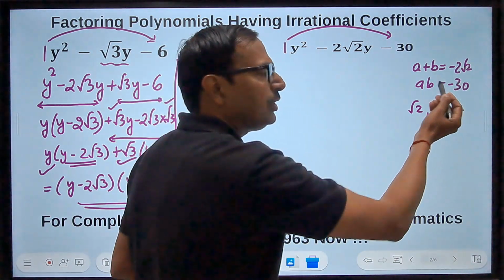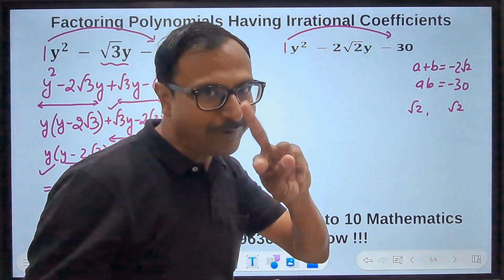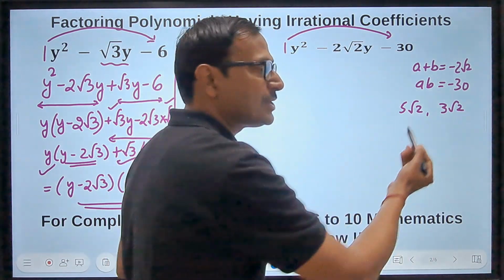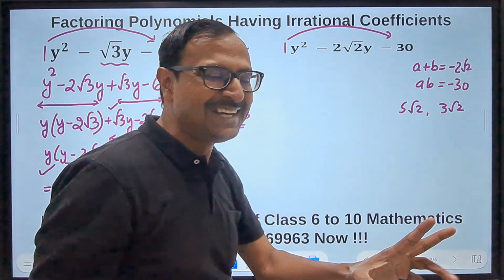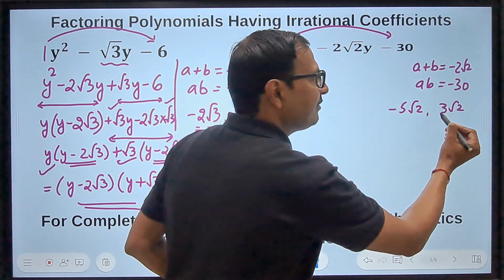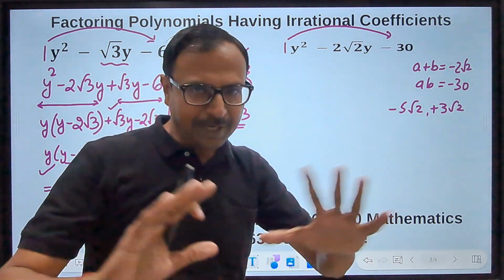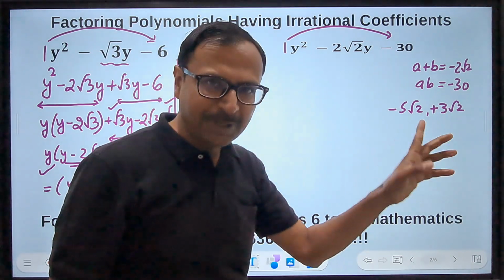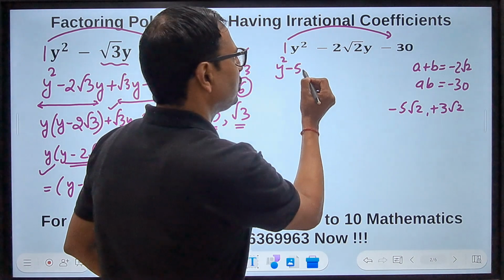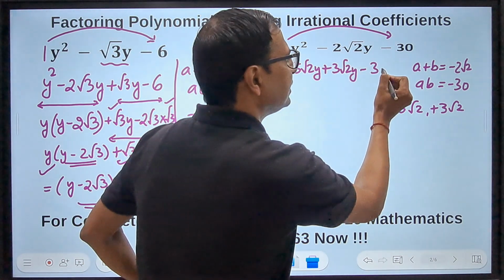So 30 is 15 into 2. So I need a 15, and 15 is 3 into 5. So I will write a 5 here and a 3 here. See, the product of these two is going to get me a 30, right? But I need a minus 30 and a minus 2 root 2. So the bigger one will be negative and the smaller one will be positive. Little bit of logic and you get through it. Okay, so I have the middle term split factors. Let's put them here. y square minus 5 root 2 y plus 3 root 2 y and minus 30.